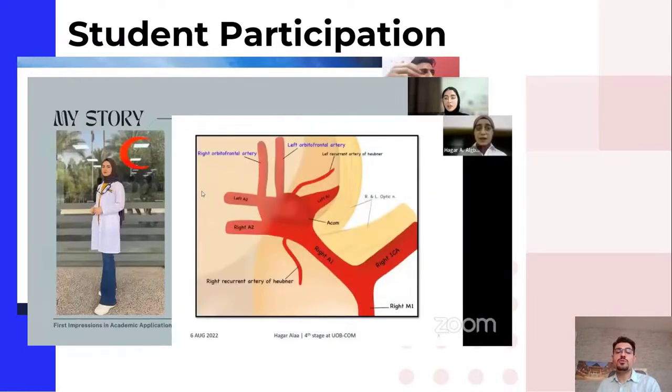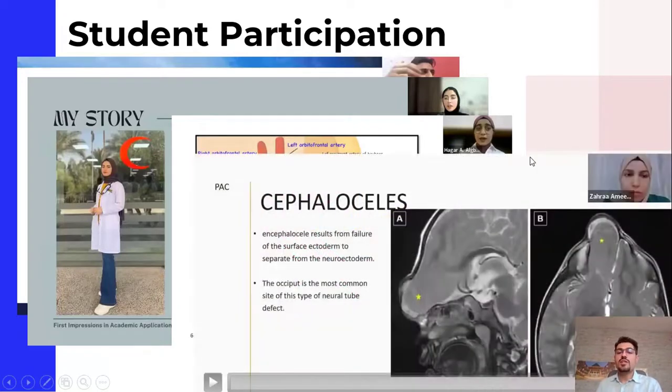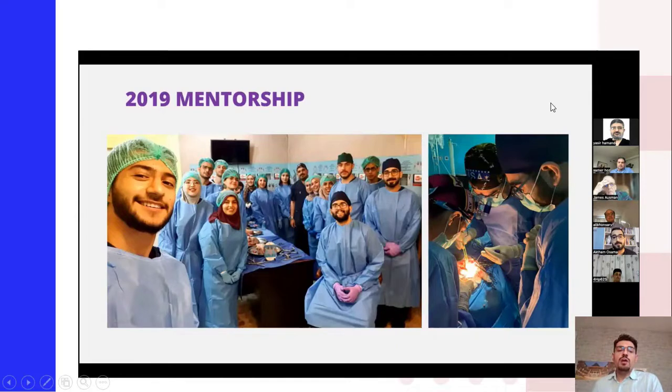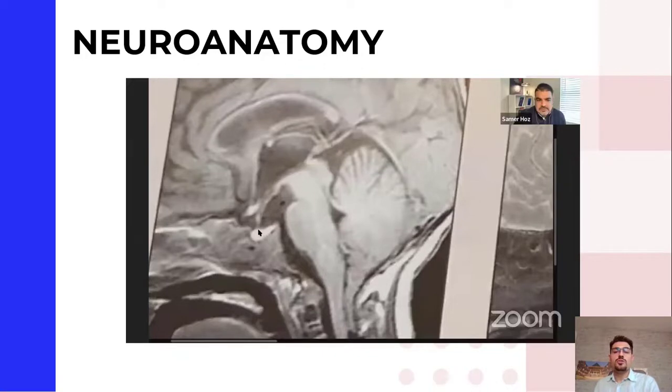Hajar and how this mentorship helped to kickstart her skill in sketching neuroanatomy and neuropathologies, and we can see her sketch here of the arteries, and Zahra telling us here of a very interesting case she encountered and how it had a cephalocele. We have Dr. Aktham here telling us of his very interesting experience in the previous mentorship and how it helped shape his path into neurosurgery. Dr. Hoz here just explaining to us more and more of anatomy.